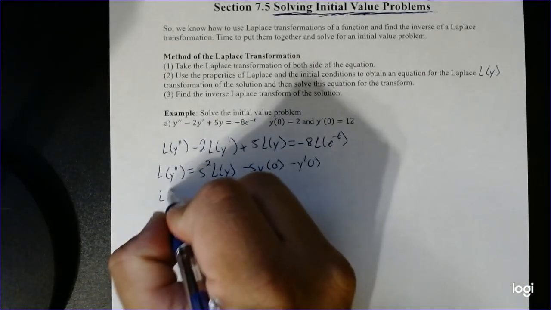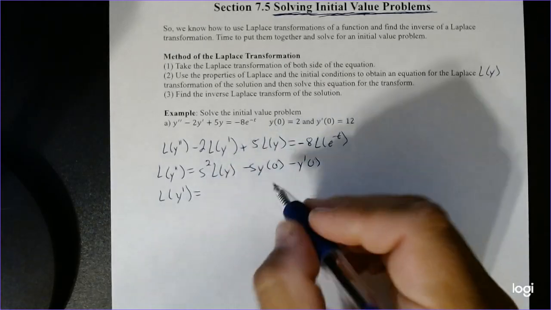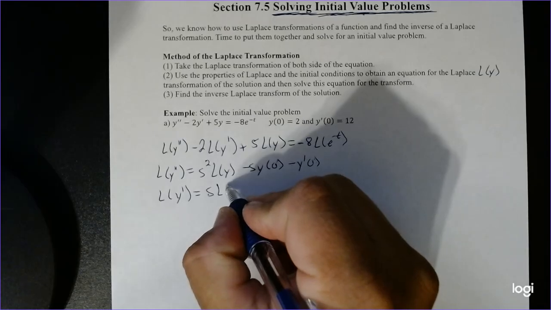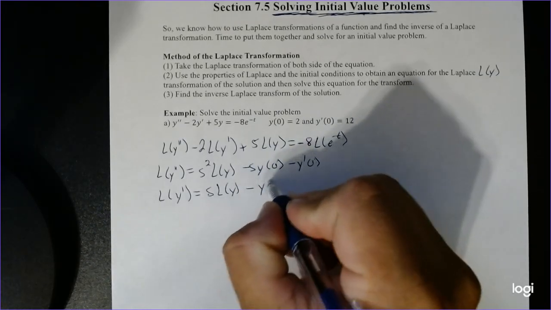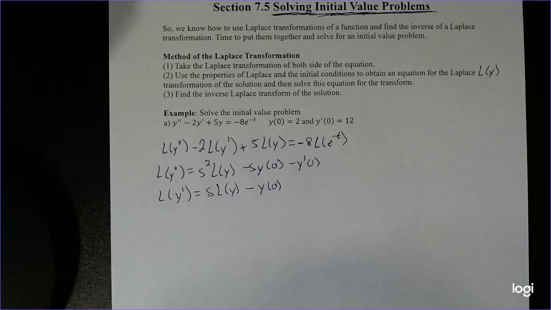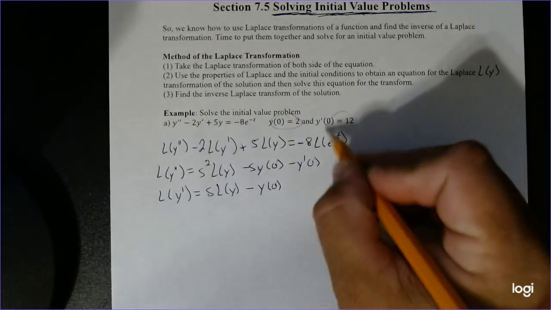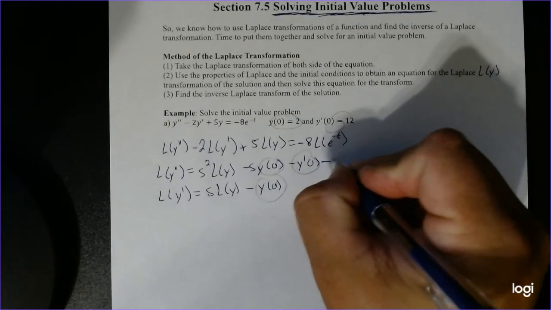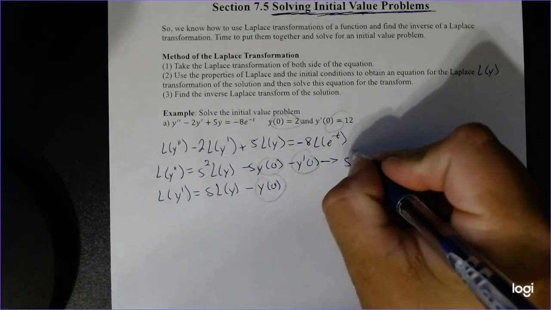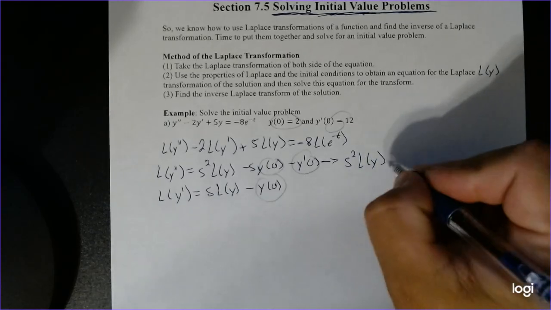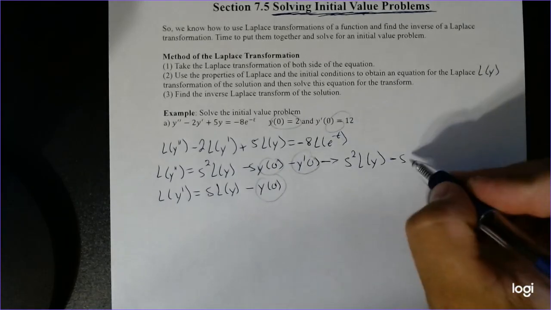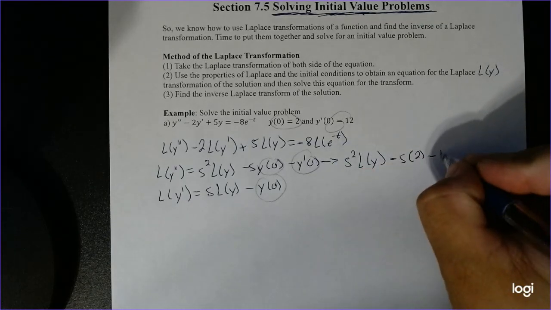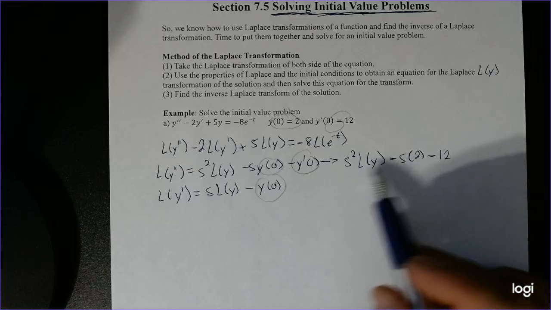And the same framework applies for the first prime. The initial values go here, there, and there. This L of y is what we're eventually going to be solving for. Minus s times y of 0, which is 2, minus y prime of 0, which is 12. Okay, so this is the second derivative part.